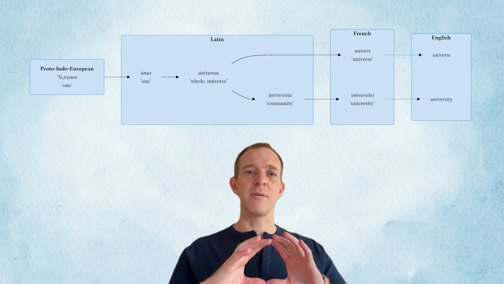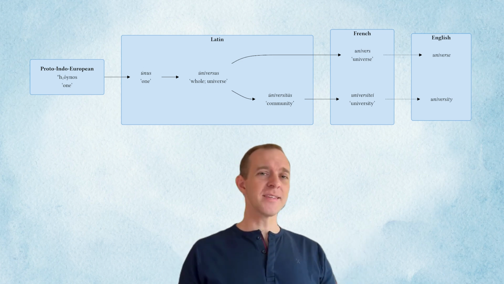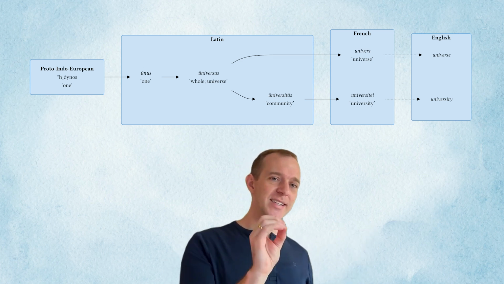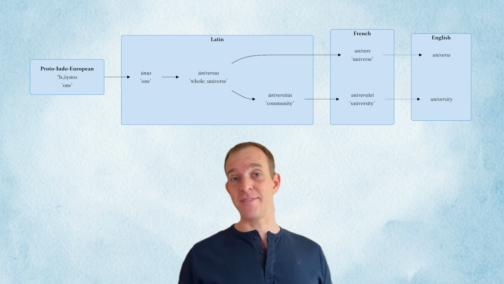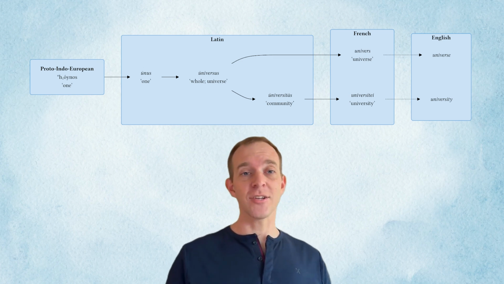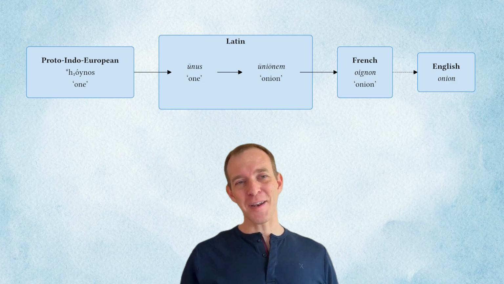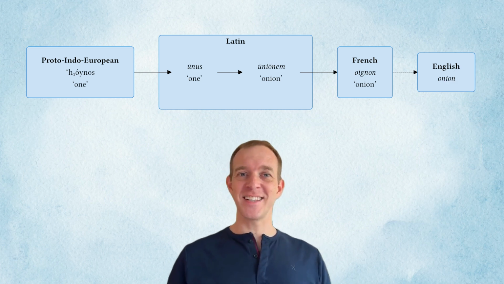It was an extension from the sense of the whole community. This later came to refer specifically to academic communities, and that gave the French word université and later the English word university. Another fun but maybe questionable etymology is the Latin word unionem, which meant onion.